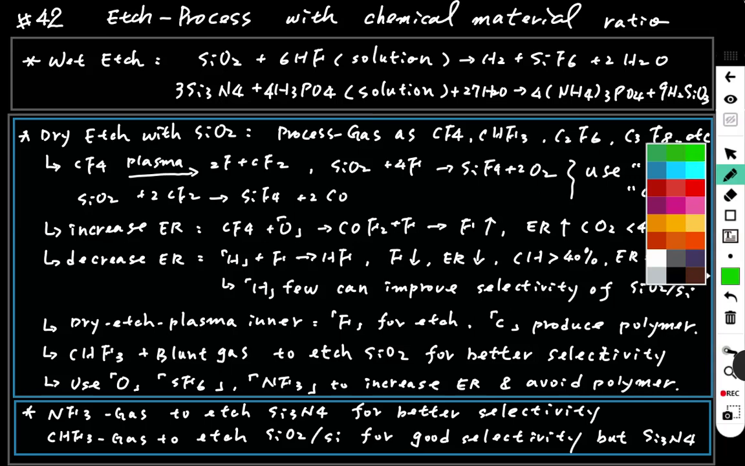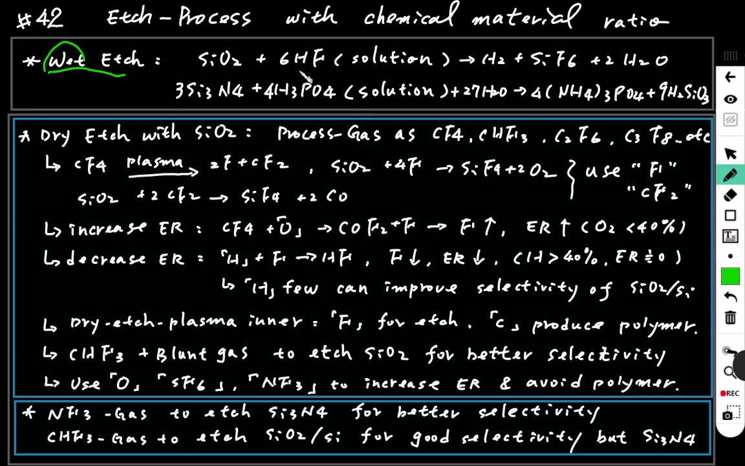Hello everyone, we are going to talk about etch process with chemical material ratio. It's just a chemical reaction. We talk about it. And first of all, we talk about the wet etch as we talked about before.